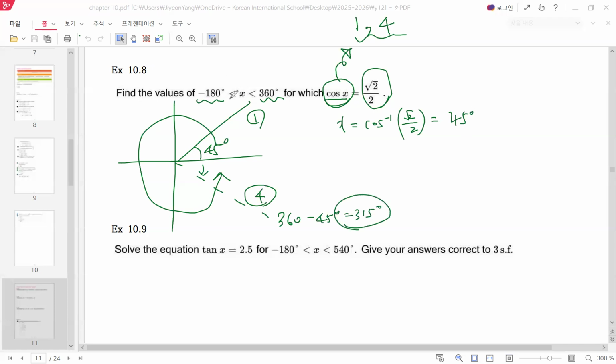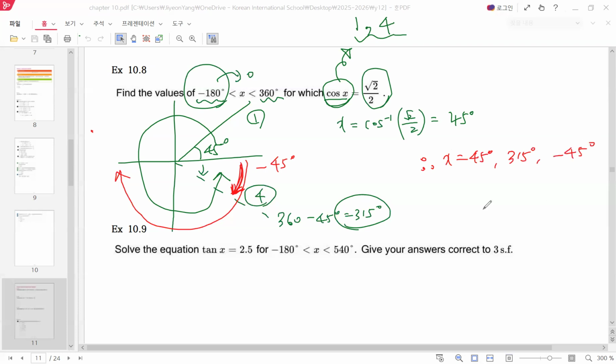And then you need to calculate from negative 180 to 0 as well. So from 0 to negative 180, which is this fourth quadrant angle should be included as well. Can you see that? Yes, thank you, Andrea. Negative 45 degrees. Therefore, x equals 45 degrees, 315 degrees, and negative 45 degrees is the answer of this question. Wait for a sec. I am going to leave this question by yourself, okay? Please solve this question by yourself now.